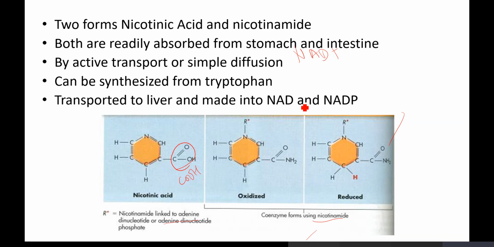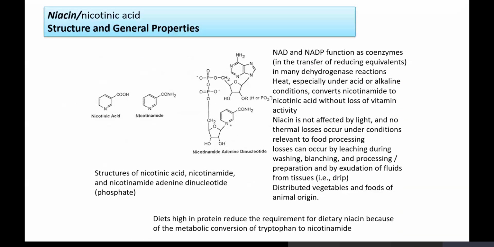Nicotinamide is deaminated in the body in this pathway, and then the further process takes place. So we have nicotinic acid, nicotinamide, and nicotinamide adenine dinucleotide, and both NAD and NADP function as coenzymes in the transfer of reducing equivalents in many dehydrogenase reactions. Heat, especially under acid or alkaline conditions, converts nicotinamide to nicotinic acid without loss of vitamin activity. So both of them have very good vitamin activity.